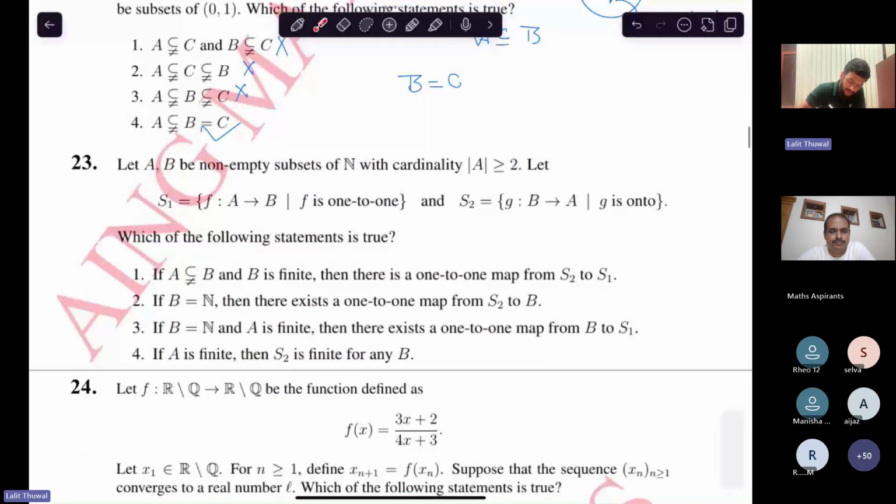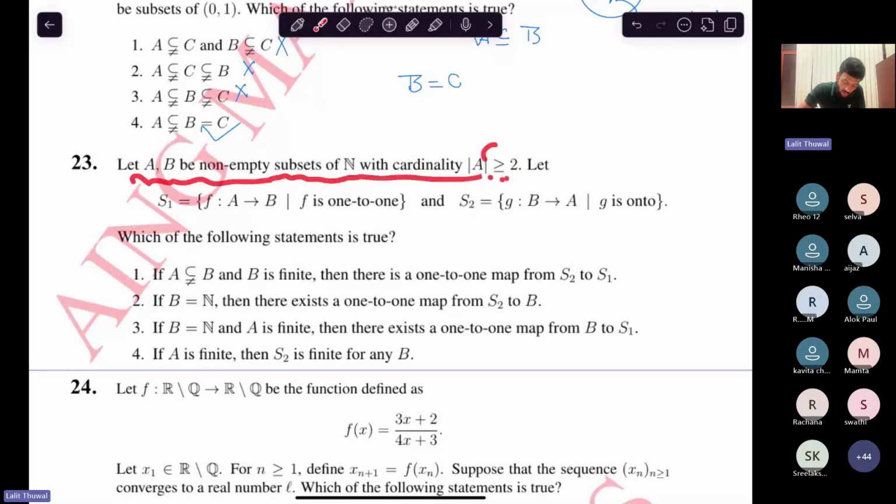So let A and B be two non-empty subsets of N with cardinality of A greater than or equal to 2. So cardinality of A is always greater than or equal to 2. It's not a singleton. And let S1 be the collection of all functions from A to B which are 1 to 1. And S2 is the collection of all functions from B to A which are onto. Which of the following is correct?